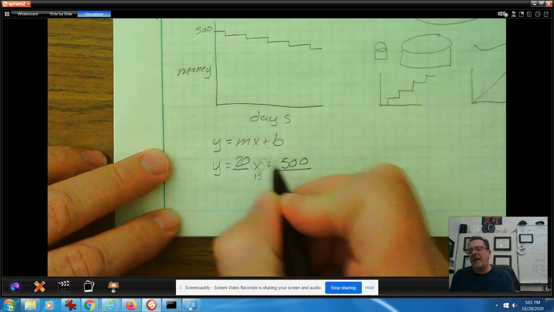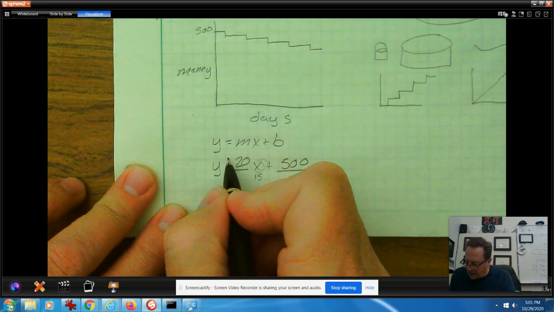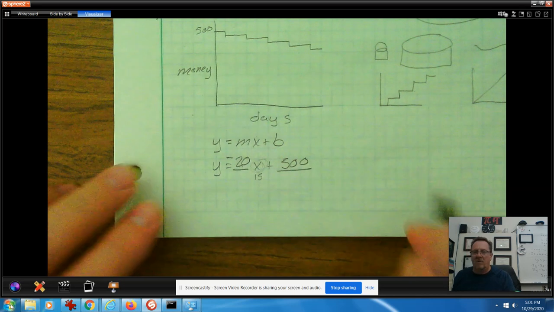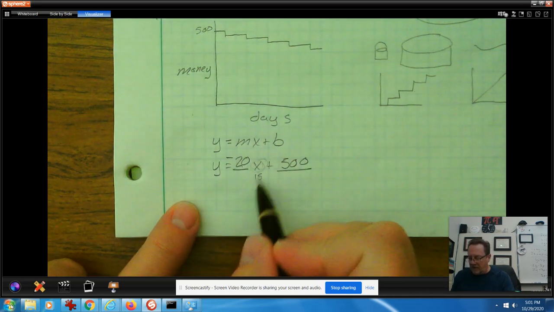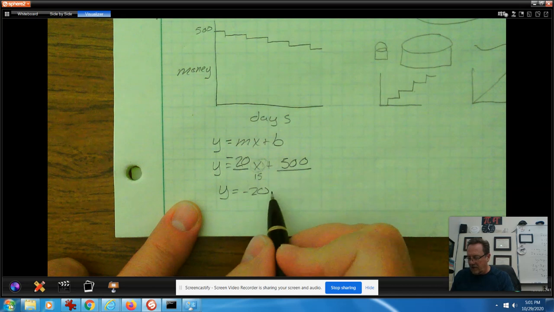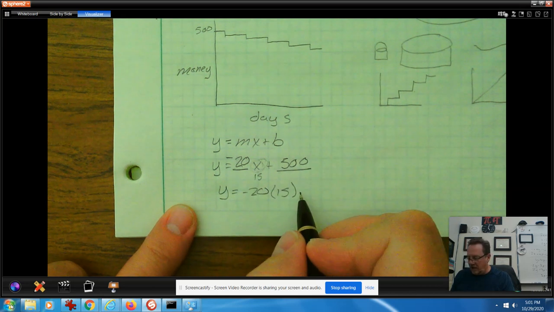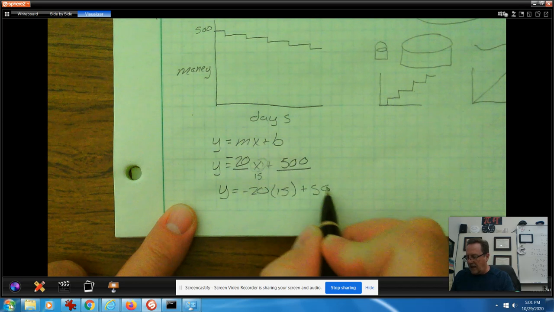But is he adding to his total or is he subtracting from his total? And the answer is he's subtracting. So we're going to make this a negative 20. And we're going to plug 15 in for our x. So y is equal to negative 20. That's our slope. Going to do that 15 times. That's how many days we're going to change it. And we've got to add 500 at the end.